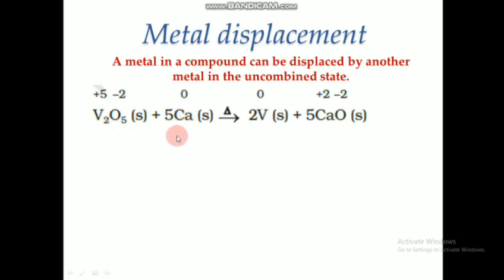So the ability is shown in the electrochemical series. You can refer to it. So calcium has more ability than vanadium to donate electrons. That's why calcium substitutes vanadium in its position and forms this compound.